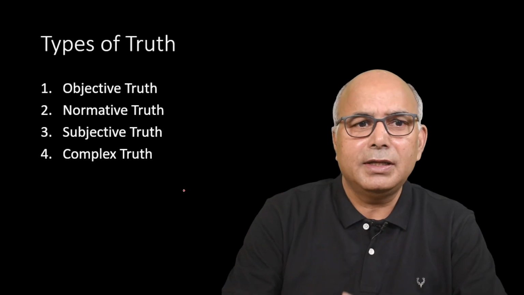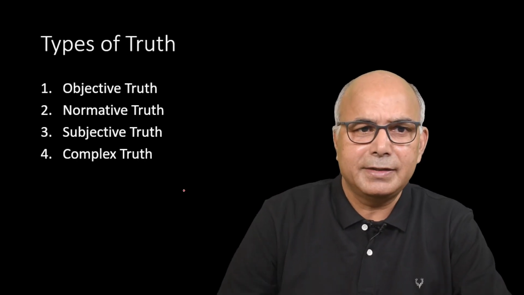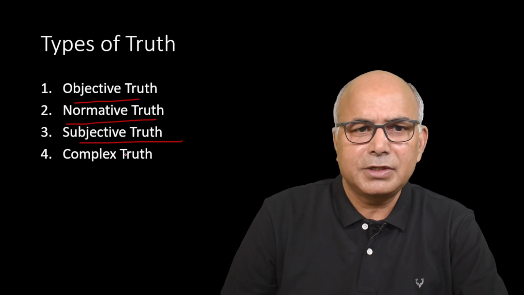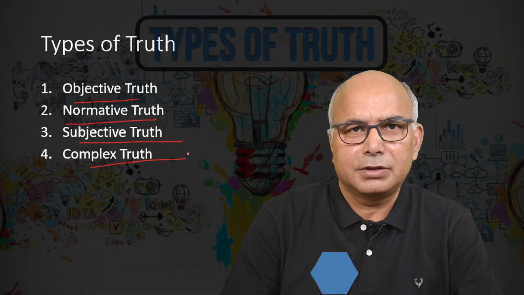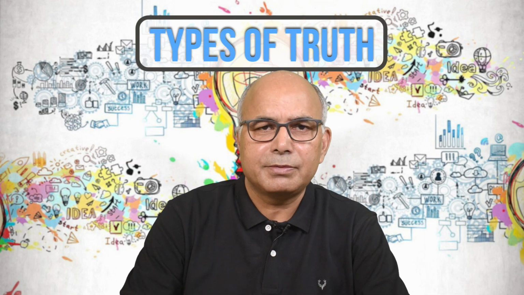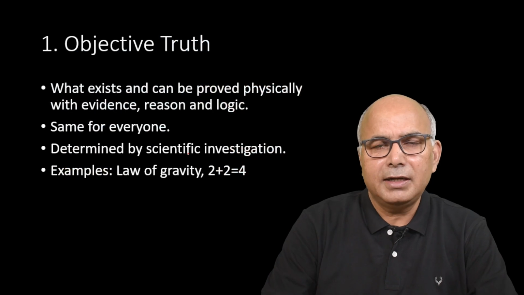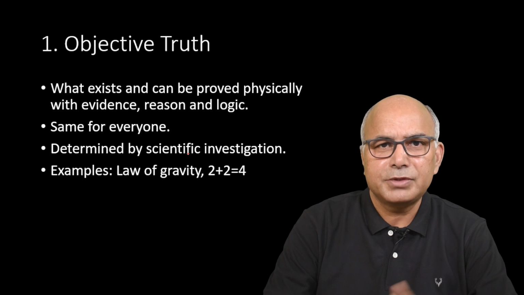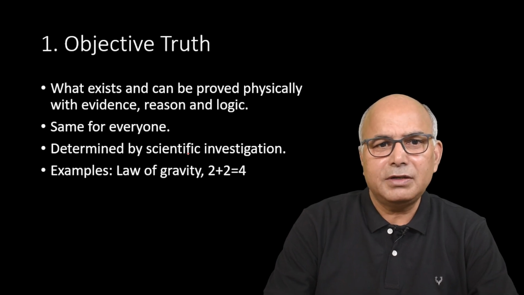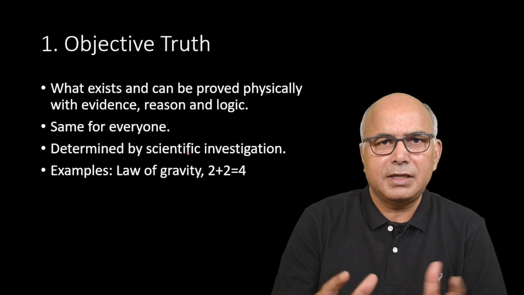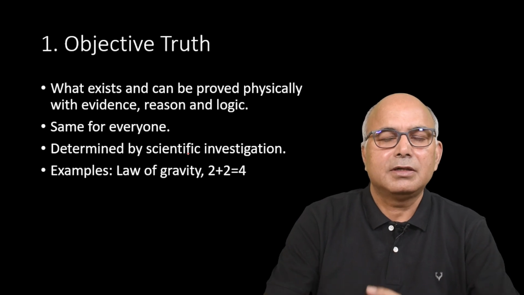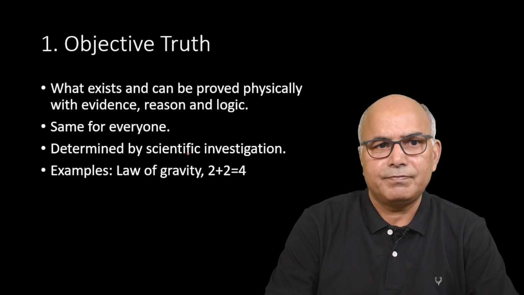Truth is broadly categorized in four categories: objective truth, normative truth, subjective truth and complex truth. So let's understand all four types of truth. The first and the most commonly understood meaning of truth is objective truth. Objective truth is something which remains the same for everybody. It exists for itself. It is indifferent to the person who perceives the truth.